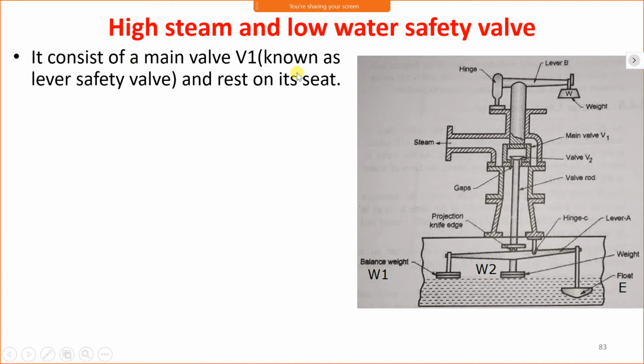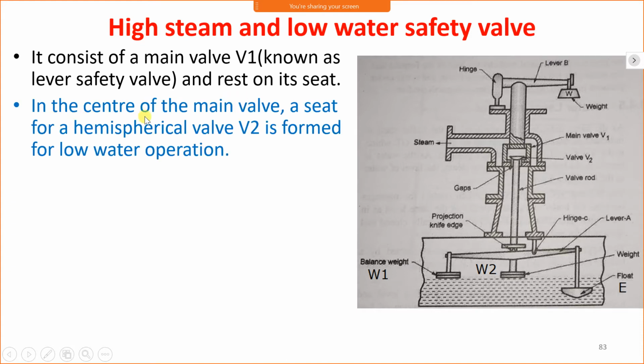It consists of a main valve V1. Look at here, this is the main valve V1, known as a lever safety valve. You can say it is a lever safety valve because it is mounted on a lever. In the center of the main valve, a seat for a hemispherical valve V2 is formed for low water operation. You can see inside the main valve there is a hemispherical valve mounted for low water operation.